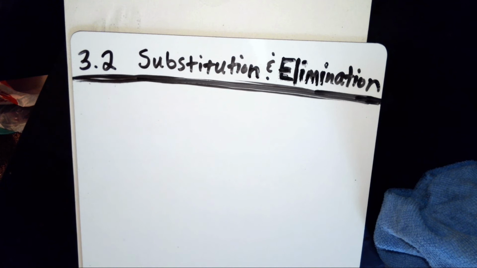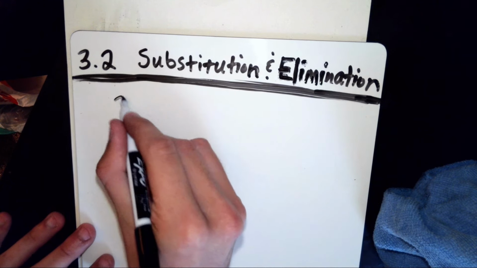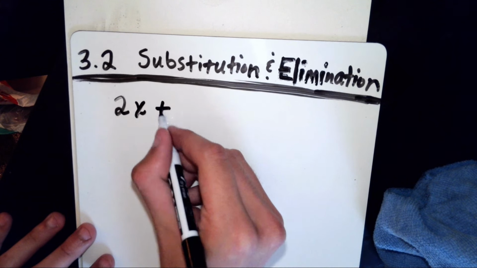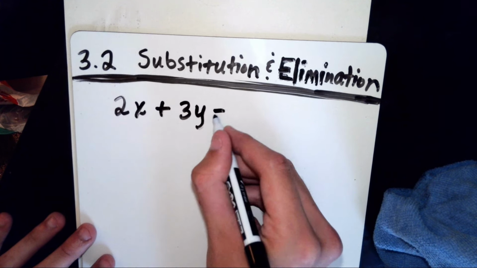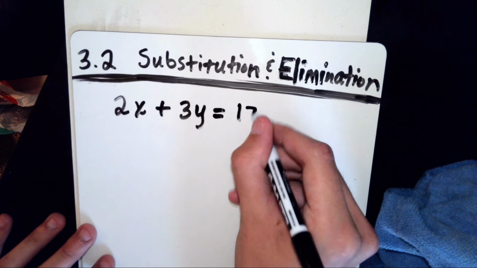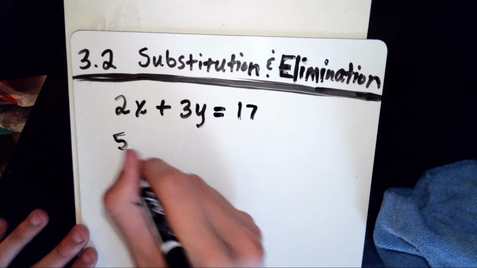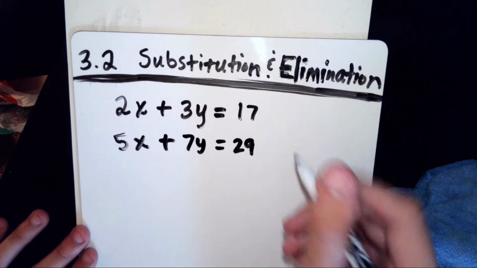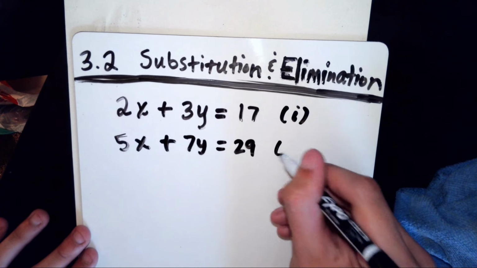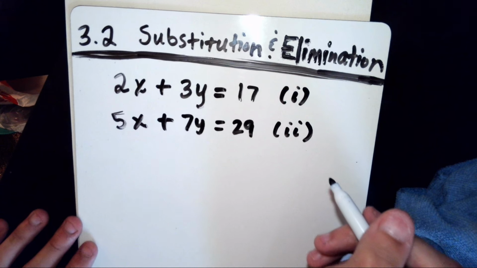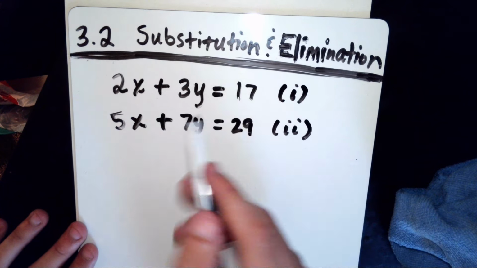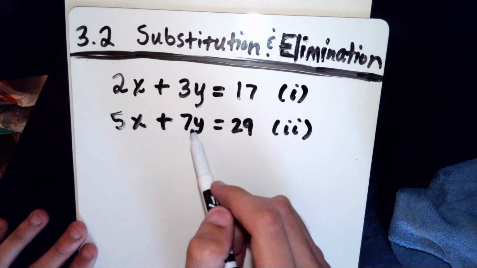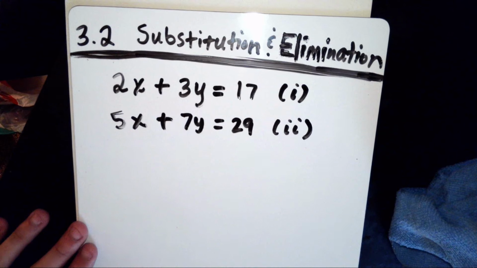So the example that I would like to use is this one. We have 2x plus 3y is 17 for the first equation, and for the second equation we have 5x plus 7y is 29. So again, this is equation 1 and equation 2. Now note that, the way these numbers are, 3 doesn't go into 7, 2 doesn't go into 5. So we're actually going to have to carry out two multiplications here.